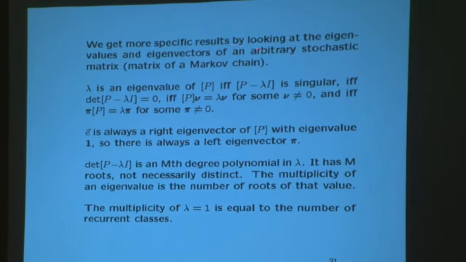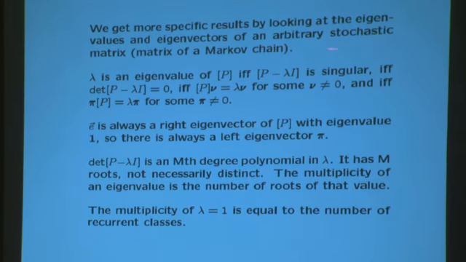Okay, we get specific results by looking at the eigenvalues and eigenvectors of stochastic matrices, and a stochastic matrix is the matrix of a Markov chain. Some of these things are sort of obvious. Lambda is an eigenvalue of P if and only if P minus lambda I is singular. This set of relationships is obvious linear algebra. When you study eigenvalues and eigenvectors in linear algebra, you recognize that this is a summary of a lot of things.